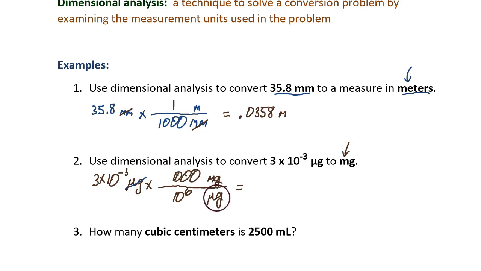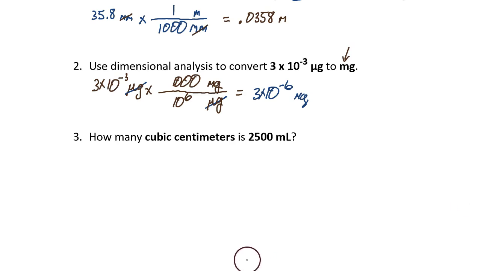We've used the dimensions, or the unit labels, to set up our math problem. Because micrograms cross-cancels micrograms, leaving milligrams, which fits what we're asked for, we know we have the correct setup to the problem, assuming we've written the right numbers in the ratio. Now take a calculator and type this math in. 3 times 10 to the negative 3rd power times 1,000 divided by a million. The answer is 3 times 10 to the negative 6th power milligrams. And the next example for your notes.